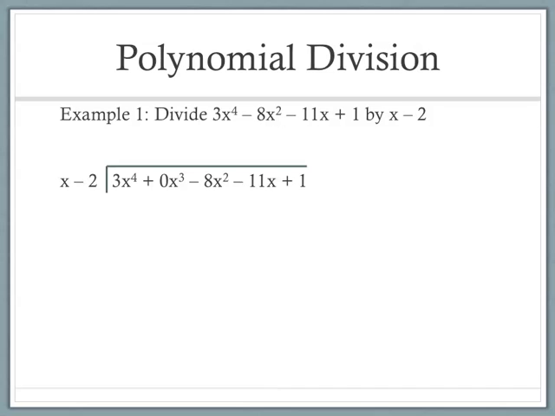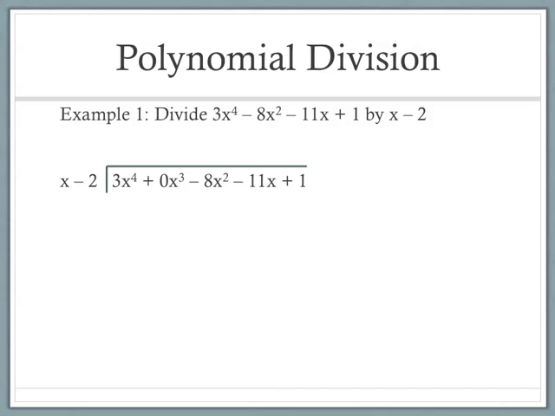Now, when you do polynomial division, you can write it out just like you would with a long division problem. The one thing you want to keep in mind is if there are any terms that are quote-unquote missing, you want to fill them in. So here, for example, we're missing the x cubed term, right? It jumped from x to the fourth to x squared. So we want something to hold that place. We need a placeholder. So we put in 0x cubed.